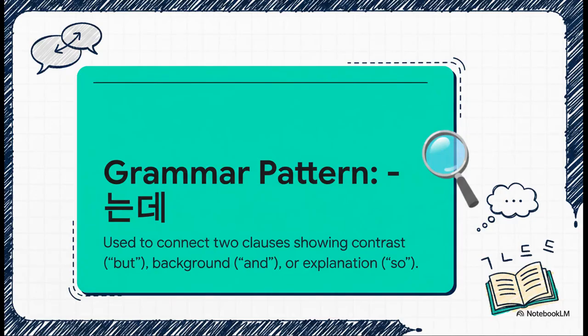I'd like you to meet your new best friend in Korean, o-neun-de. This tiny little ending is an absolute powerhouse. You just attach it to the end of a phrase to connect it to the next one. Its real power, though, is how flexible it is. It can mean but, and, or even so. The magic is that it all just depends on the context. This right here is the key to making your Korean flow.